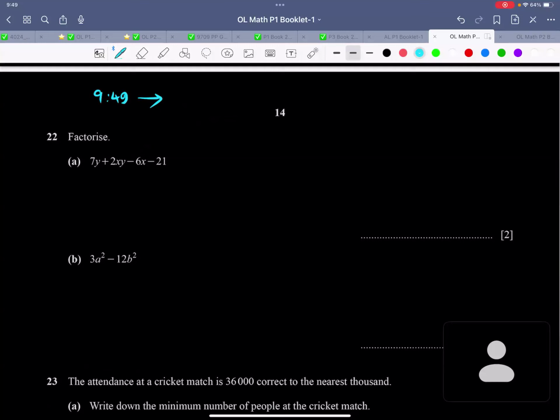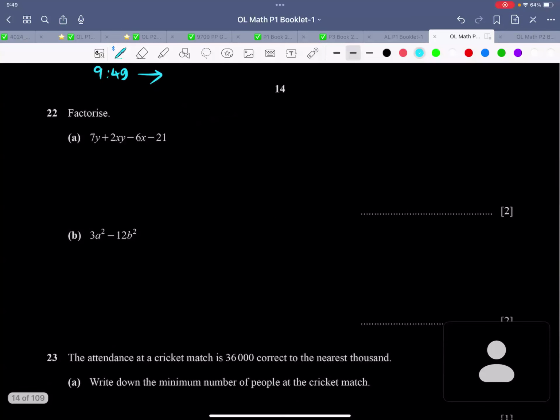Let's see how much time it will take. I think around 18 minutes. That's my estimation. Factorize 7y plus 2xy minus 6x minus 21. Take 7? No, you cannot take 7 common. You can only take y common. That's 7 plus 2x. Over here, you can take minus 3 common. And if you take minus 3 common, that is 2x plus 7.